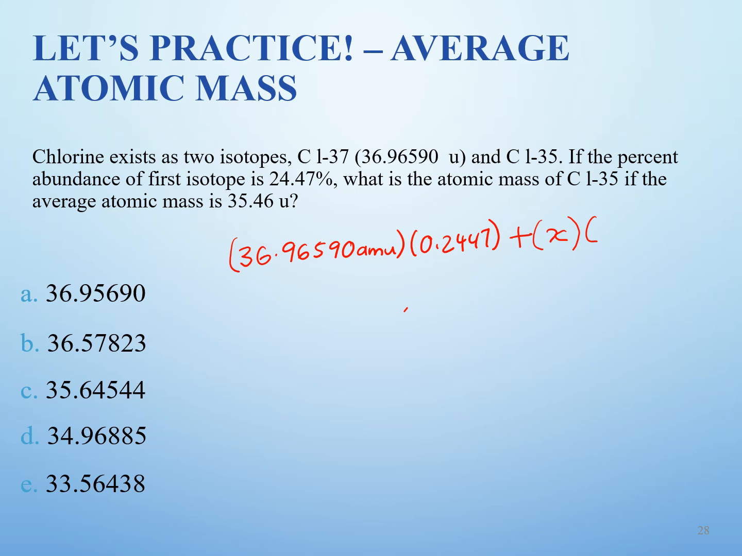So I'm going to write 0.7553. Now remember, this is from getting 1 minus 0.2447. That's how we got this number right here. Once you put that in, this should equal 35.46 AMU.